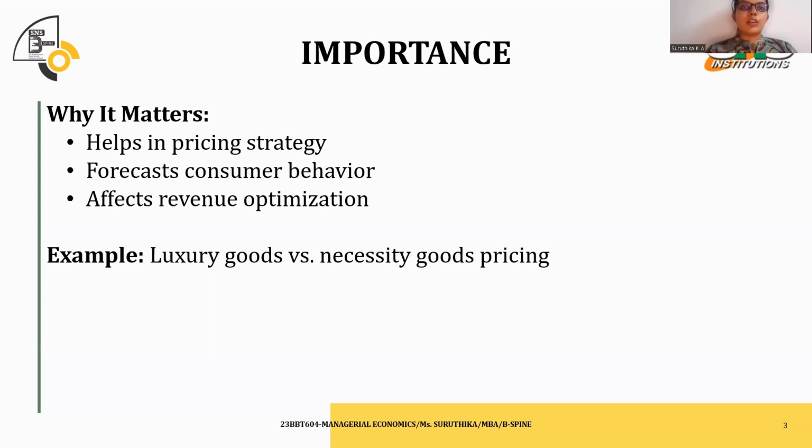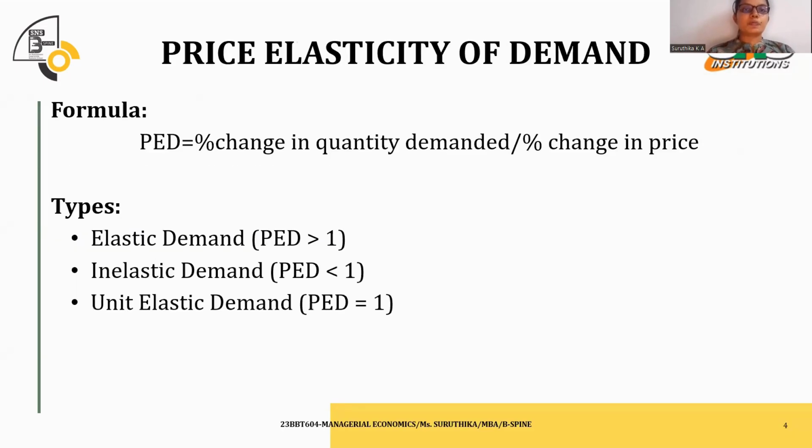Say, for example, the pricing of luxury commodities and necessities vary greatly. Luxury commodities fall under the income elasticity category, while necessities fall under the price elasticity category. Depending on the nature of the product and the pricing parameters involved, the type of elasticity that is at play will also vary. So the first type of elasticity of demand is price elasticity of demand.